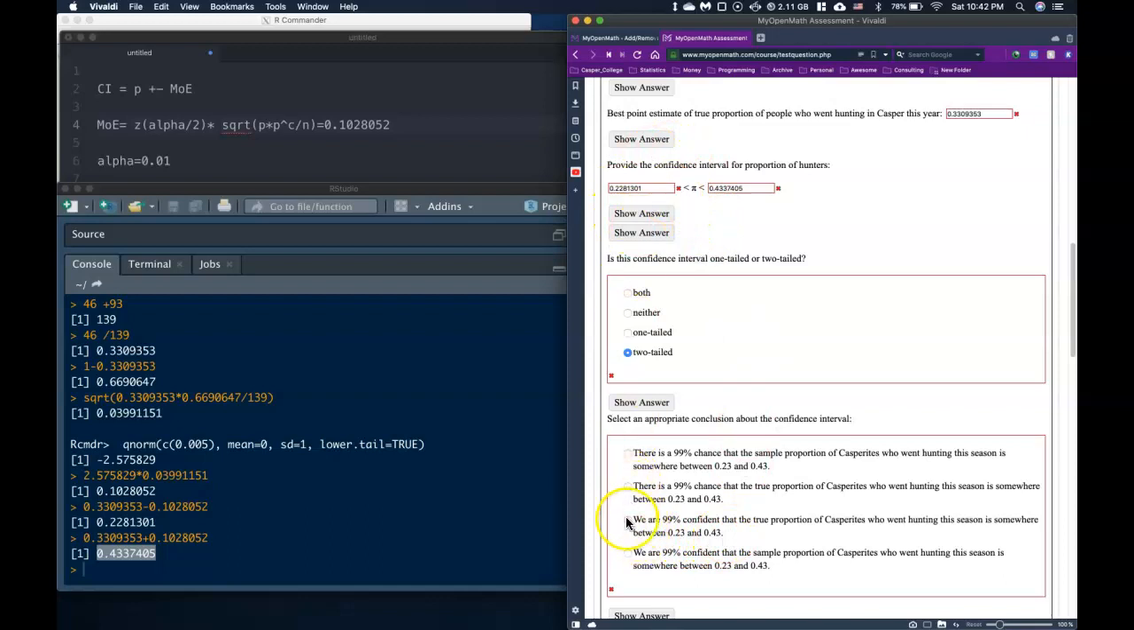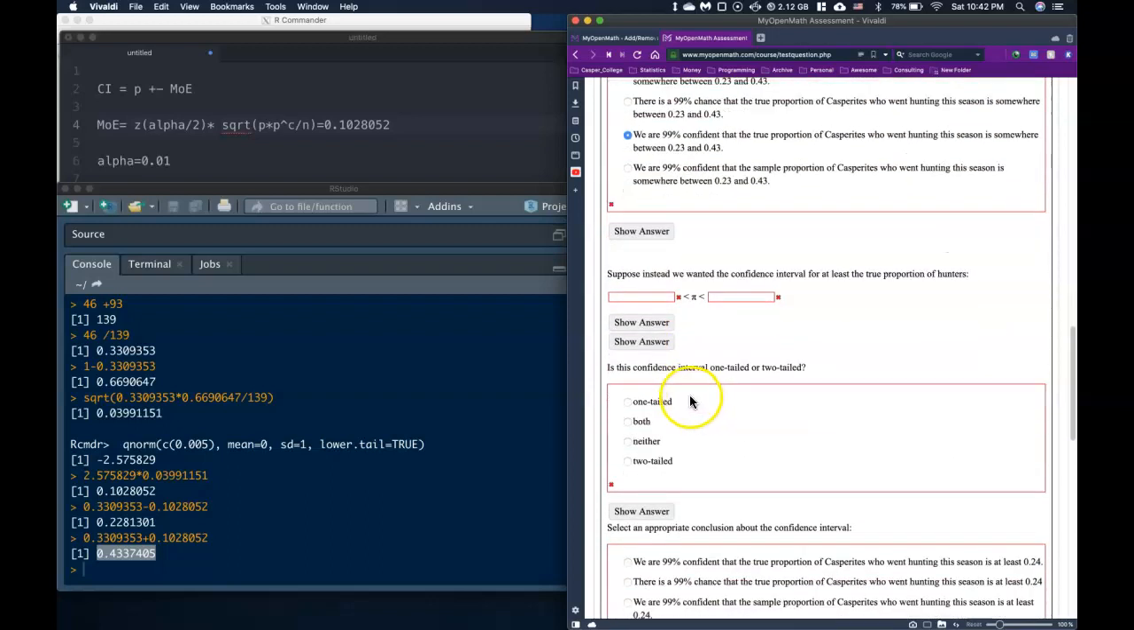Now what I will do is invite you to look at these other three and figure out why those three are wrong. If you need some help, you can go back to the video that talks about how we can interpret our confidence intervals and some pitfalls that we sometimes fall into.